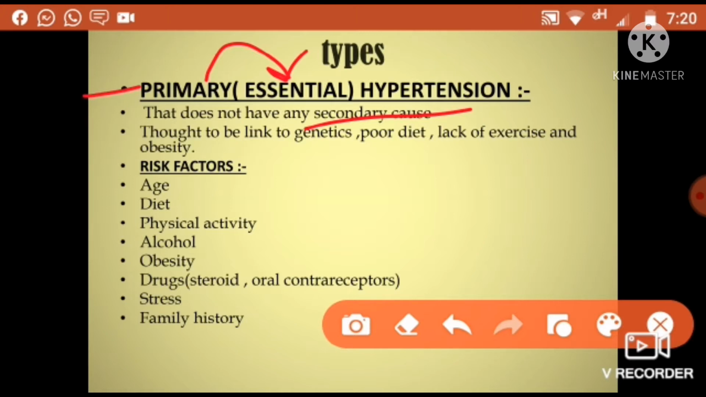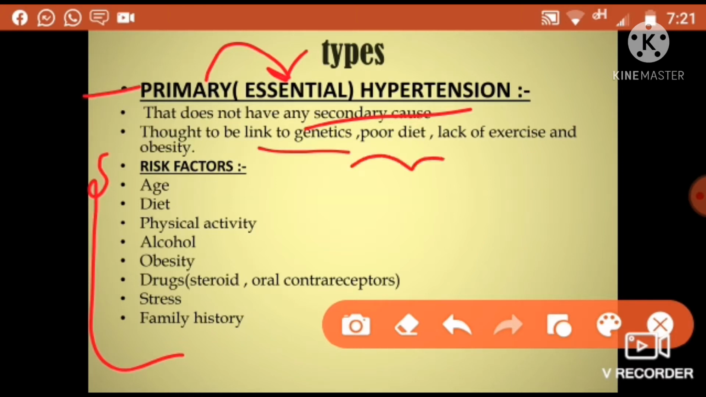So the risk factors of primary or essential hypertension are these. We are discussing them line by line. First, it is thought to be linked to genetics. Some concepts and theories scientifically prove that it is related to genetics, meaning we gain it from our family, from our parents, from our chromosomes, either from X or sometimes from Y. So it is genetically proven that it might be linked to genetics.